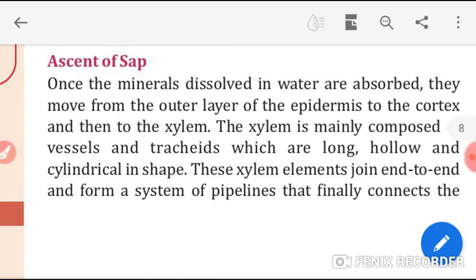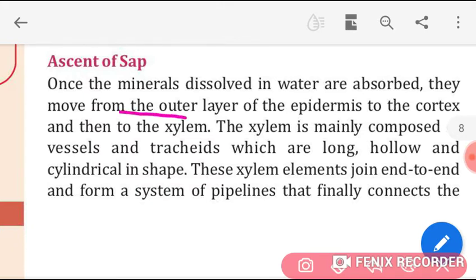Okay, then we start our first chapter with the topic Ascent of Sap. Once the minerals dissolved in water are absorbed, they move out from the outer layer of the epidermis to the cortex, and then it transfers to the xylem.